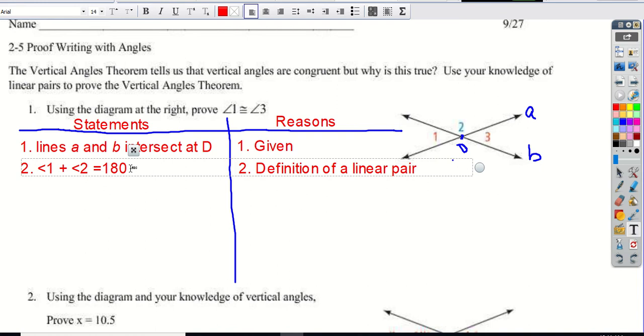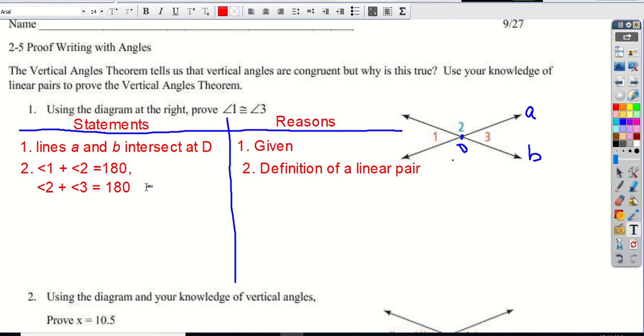Now, is that the only two angles that we can say that's true for? What other angles? Go ahead. 3 and 2. So we can also add to that statement and say angle 2 plus angle 3 is equal to 180. And all we're going to do is just add a comma to the first statement here, okay? And say, you know what? I can also add this to it for the same reason. So if you're using the same reason, just add it to that same statement, okay? Now, my job is to get to here and say angle 1 is equal to angle 3. Right now I have two separate equations. In order to do that, I need how many equations?